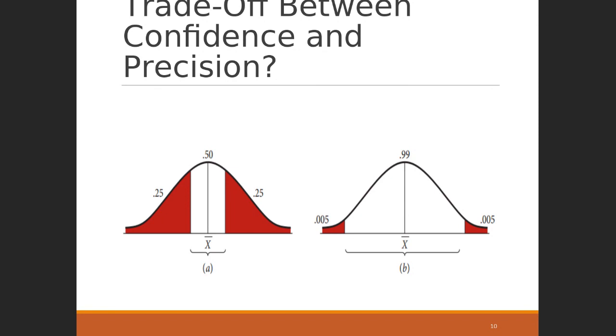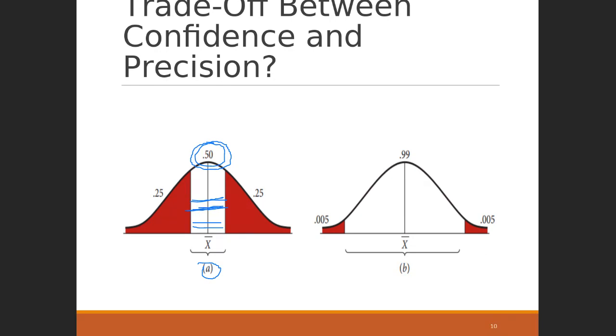confidence. So in figure A, we have a very narrow interval. So we are very precise in our estimate. We are estimating that our population mean will fall within this narrow estimate, but we are only 50% confident. We are only 50% confident that our population mean will fall within this narrow interval.